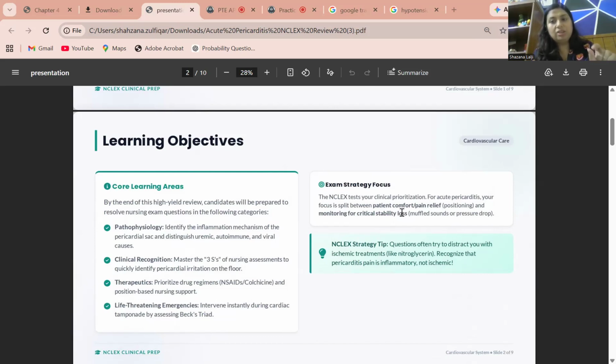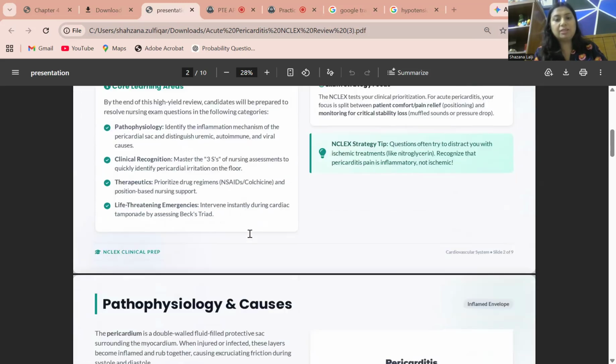The second strategy for the NCLEX is don't mix acute pericarditis with MI or ischemia, because the signs and symptoms are similar, and NCLEX will try to trick you here by giving both treatment options in this scenario. So here the nurse has to identify the treatment for acute pericarditis and distinguish between ischemic treatment and acute pericarditis treatment. So we will begin with our session.